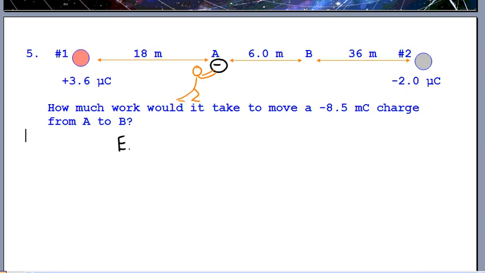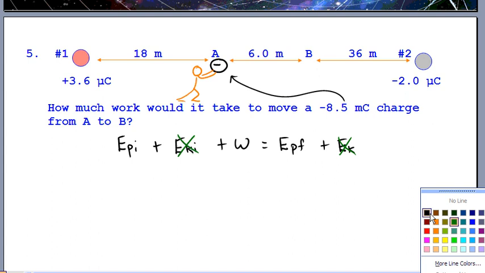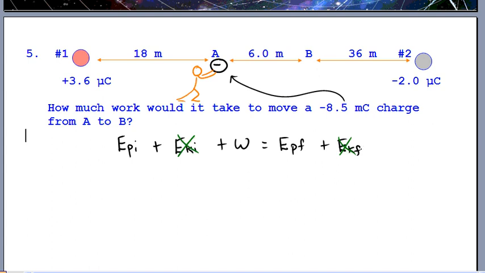I'm going to go with my plan of EPI, that's what we looked at last day, how to find that potential energy, plus EKI, plus the work from that person is equal to EPF plus EKF. And now we can just go through and take a look and see which terms we actually need. It doesn't say that this negative 8.5 millicoulomb charge, that's this charge that's right here, has a running start or that it needs to have a running finish. So I'm going to scratch off the kinetic energy terms, the EKI and this EKF. We don't need either of them at all.